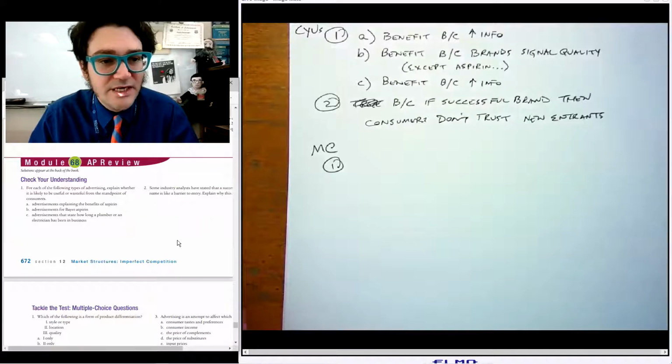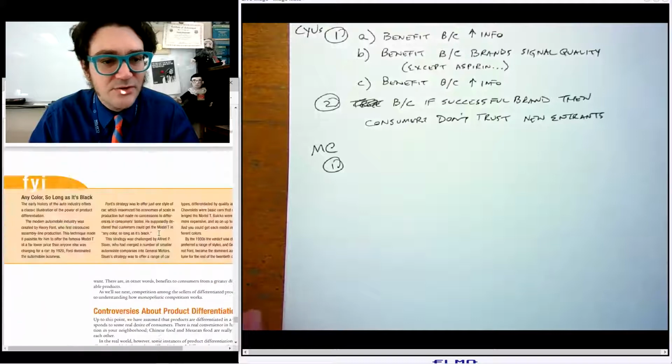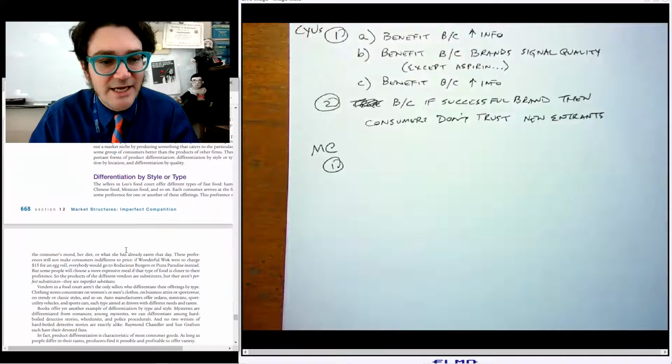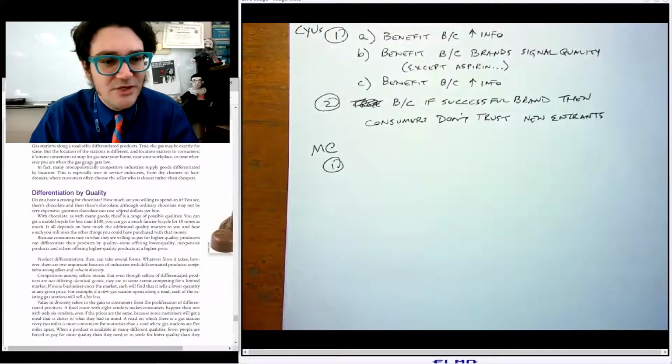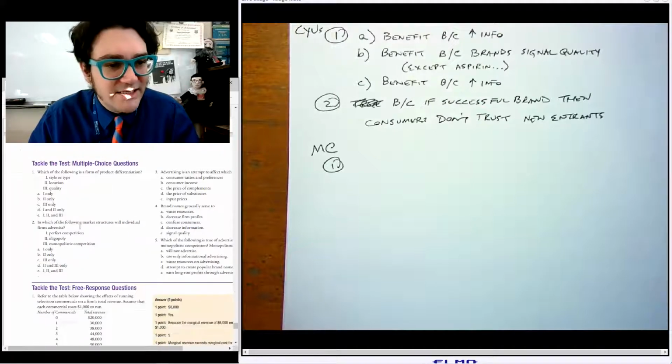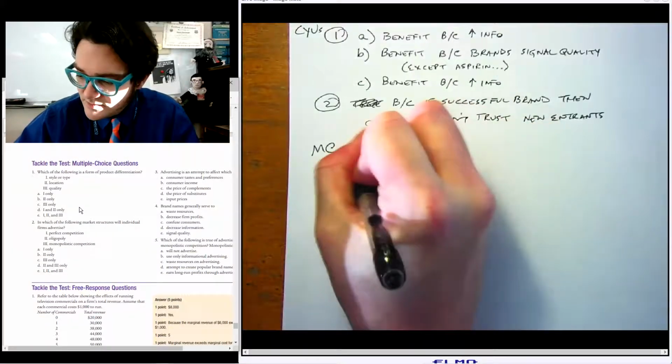And by the way, if you were wondering how I knew that, well, if we look here, how firms differentiate: style or type. Didn't read any of that. Location, quality, done. So we'd say all of them, E.